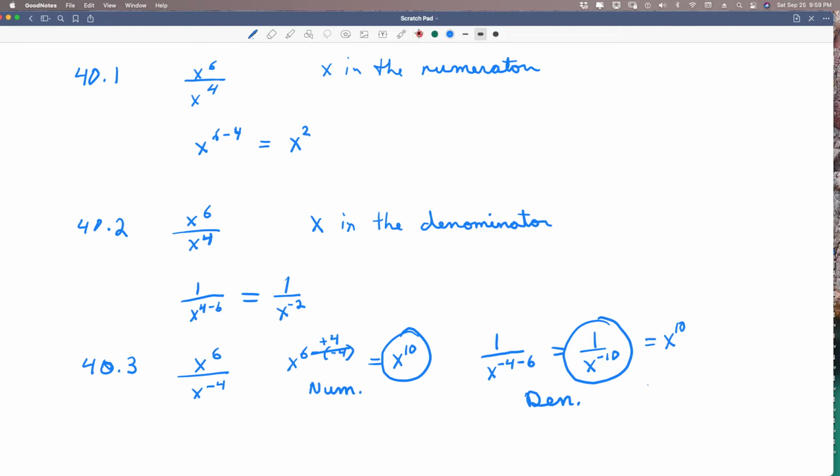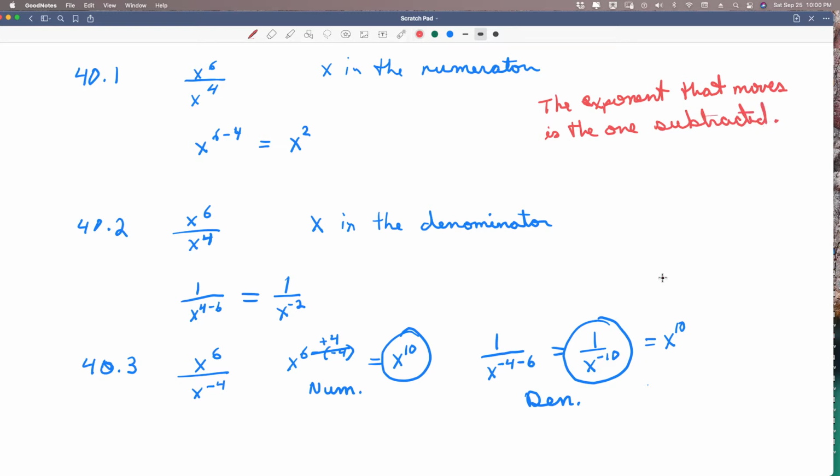Okay, I'm going to write this in red so you'll remember. The exponent that moves is the one subtracted. Okay, remember that the exponent that moves is the one that is subtracted.